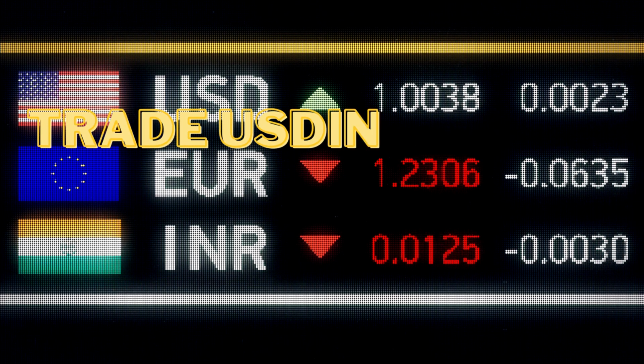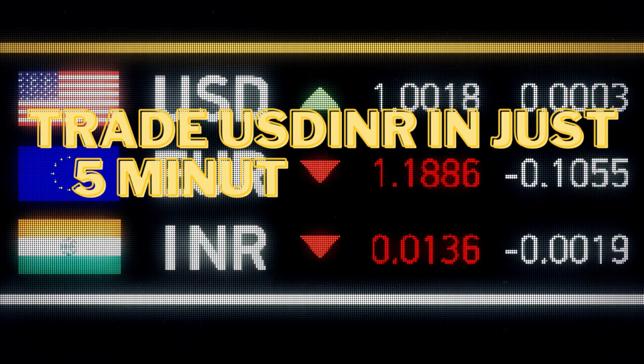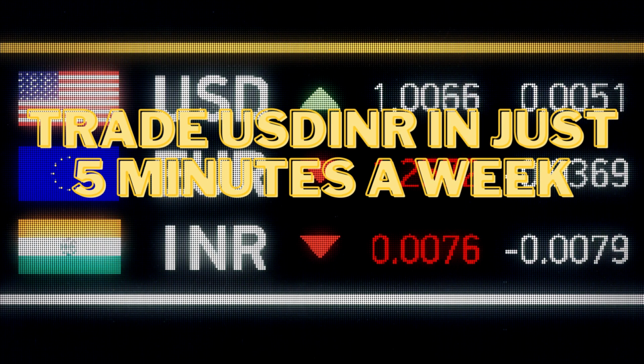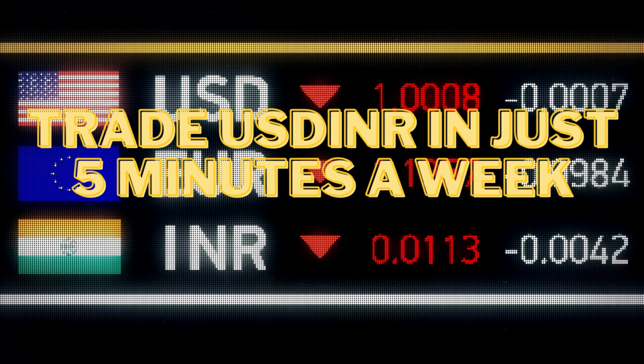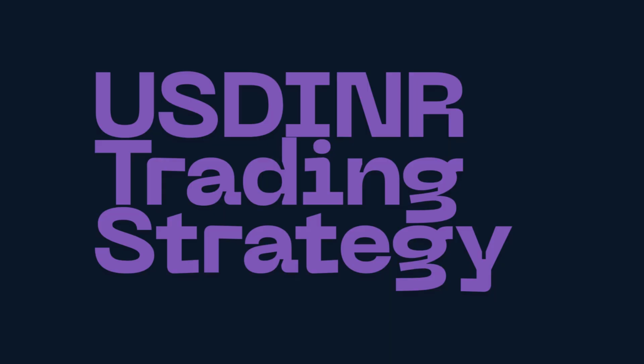Most traders overcomplicate currency trading. They stare at the screen all day, chasing every tick. But what if I told you you could trade the USD INR futures with a simple system that requires action only once a week? Let's look at the USD INR trading strategy and the backtest going back about 20 years.